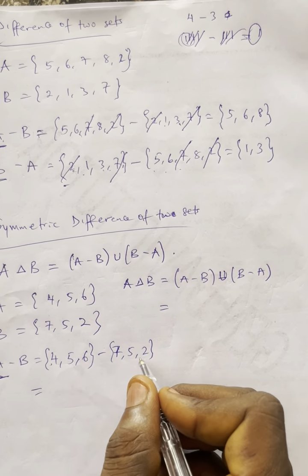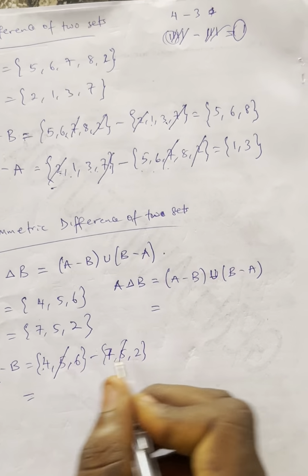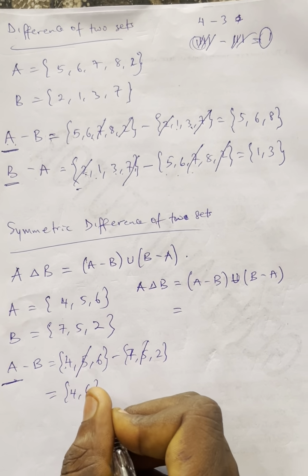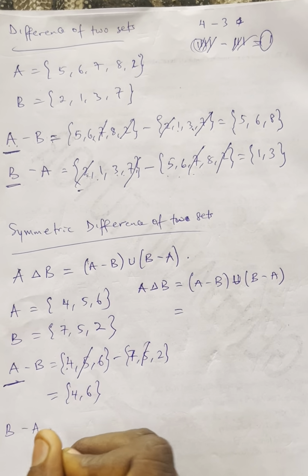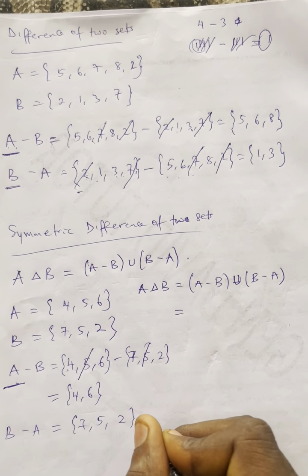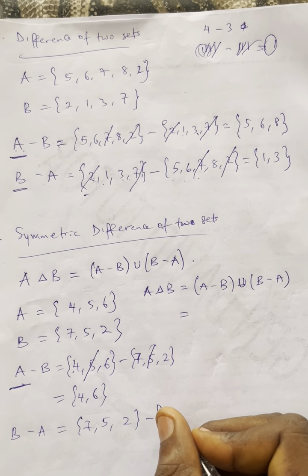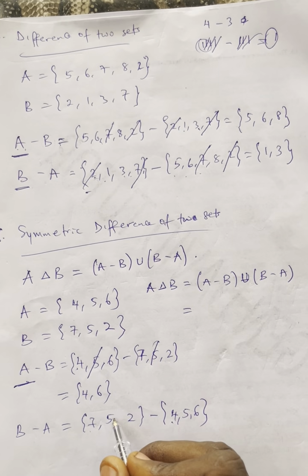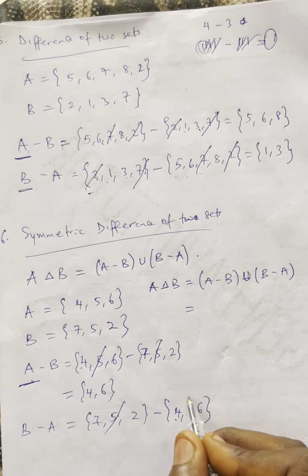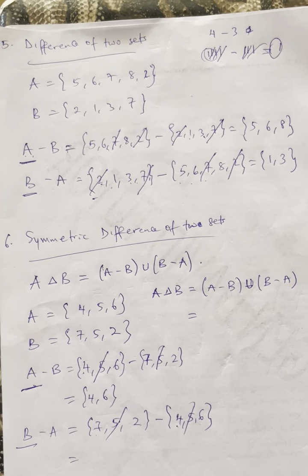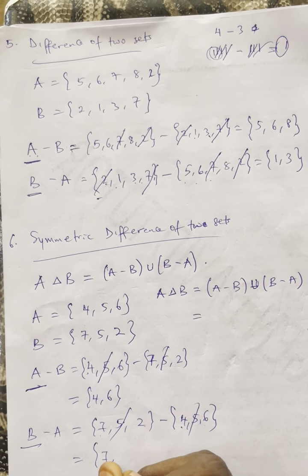That means 4 is here, is 4 here? No. 5 is here, is 5 here? Yes. 6 is here, is 6 here? No. So what remains in A is your answer, which is 4, 6. Now what is B minus A? B minus A, you have B to be 7, 5, 2, then minus your A, which is 4, 5, 6. Now let us cancel. 7 is here, 7 here? No. 5 is here, is 5 here? Yes. 2 is here, is 2 here? No. So B minus A is what remains in B, and what remains in B is 7, 2.